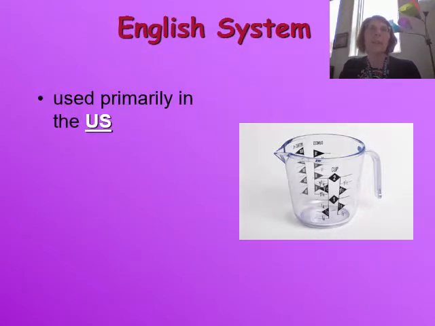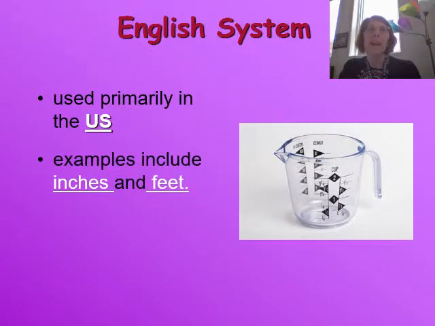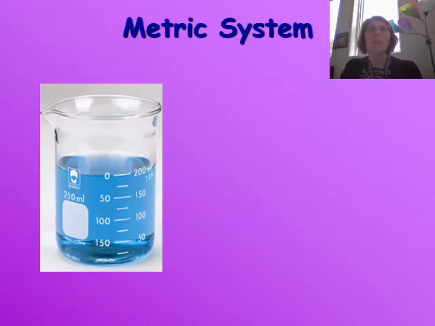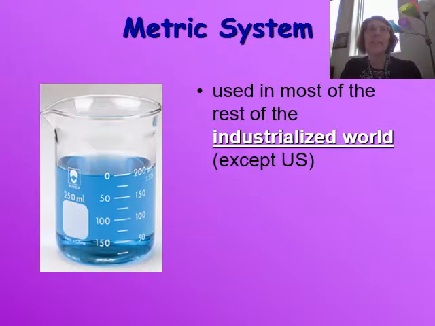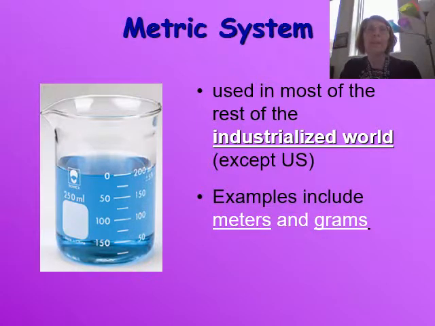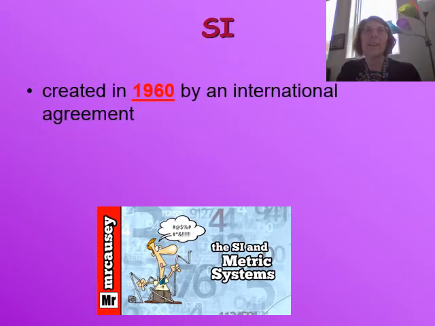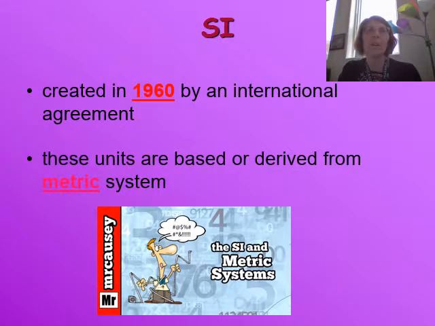So we have the English system, which is used mostly here, and some examples include inches and feet. The metric system is used in the rest of the industrialized world, and some examples include meters and grams. The SI unit system was created in 1960, so we'd have an international agreement. It's based on the metric system.